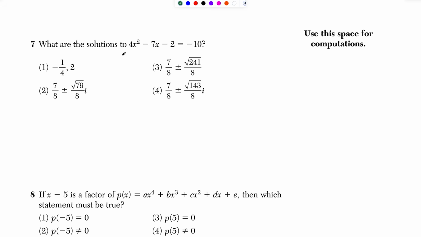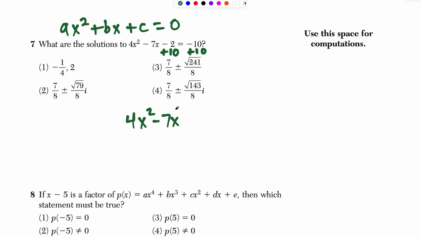Question 7, what are the solutions to 4x squared minus 7x minus 2 equals negative 10? So for this one, we want to use the quadratic formula, and we want to make sure that our quadratic is in the form of ax squared plus bx plus c equals 0. So the first thing I'm going to do here is just add 10 to both sides. That way our quadratic equation is in the form it needs to be. So we're going to have over here 4x squared minus 7x, and then negative 2 plus 10 is going to give us positive 8. And this is all equal to 0.